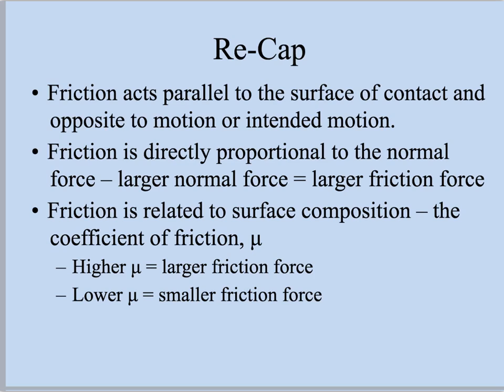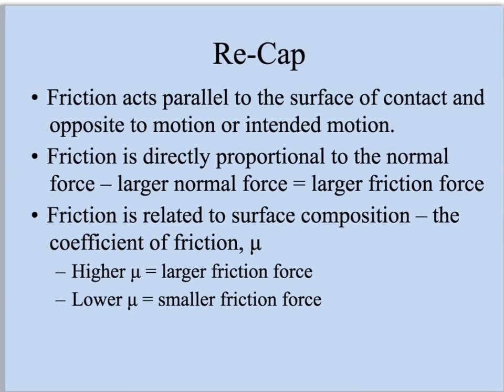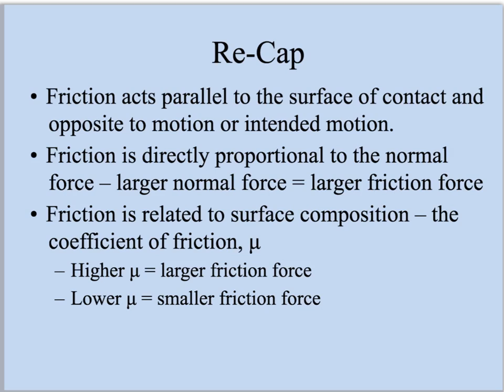So to recap, we know friction acts parallel to the surface and always opposite the motion or intended motion when we're drawing our free body diagrams. We know that the friction force is directly proportional to the normal force, meaning the more normal force you have, the more friction force you're going to have. We know that friction is related to the surface composition. We call that the coefficient of friction. We use a mu symbol to help us identify it. The higher the mu value, the larger the friction force. The lower the mu value, the smaller the friction force.